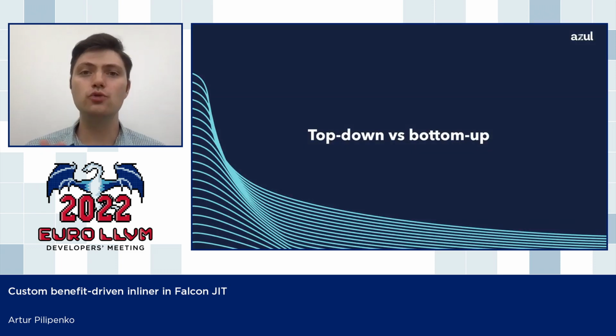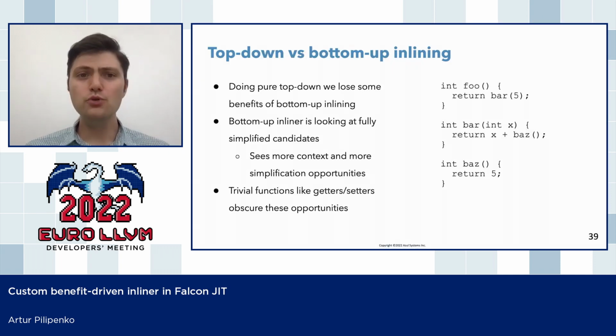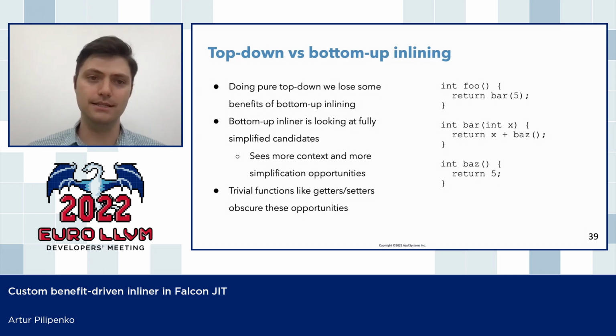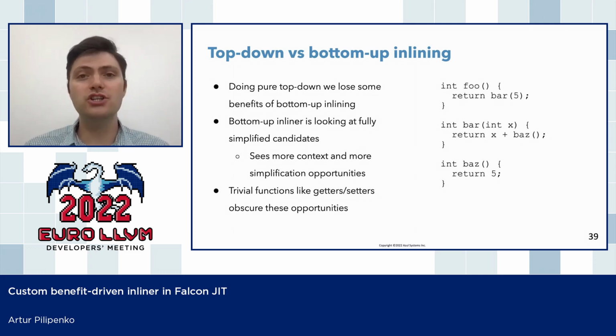Now let's talk about some trade-offs between top-down and bottom-up inlining. Doing pure top-down inlining will lose some of the benefits of bottom-up inlining. As I mentioned before, the bottom-up inliner is looking at fully simplified, fully prepared candidates. This way, it sees more context in the candidates, and it can see more simplification opportunities. This results in lower perceived cost and higher perceived benefit of inlining. And quite often, it's trivial functions like getters, setters, simple wrappers that obscure these kind of opportunities.